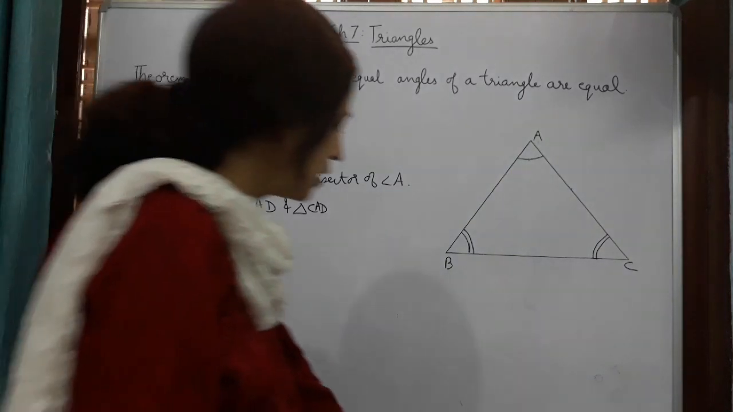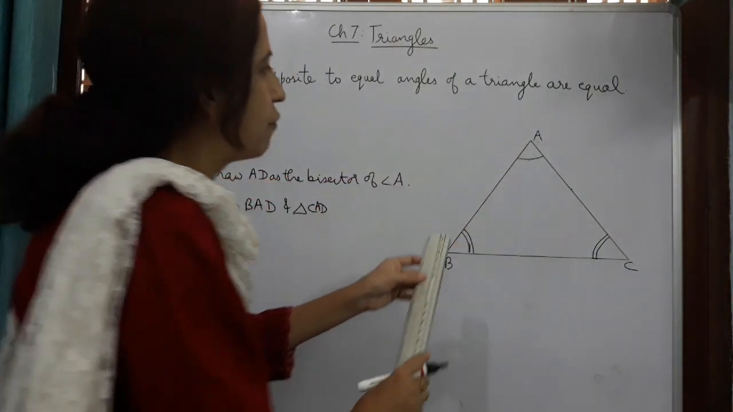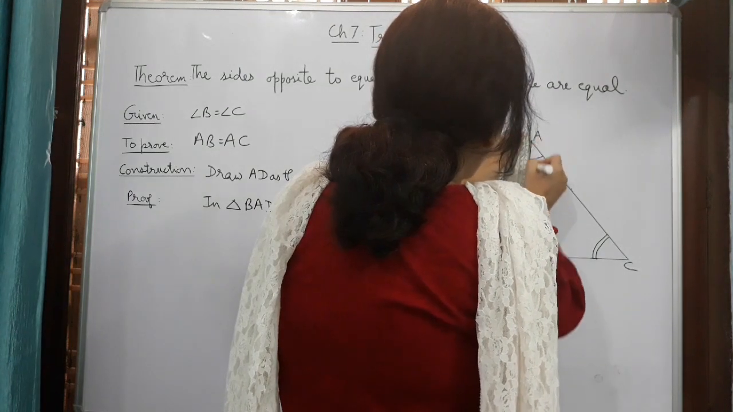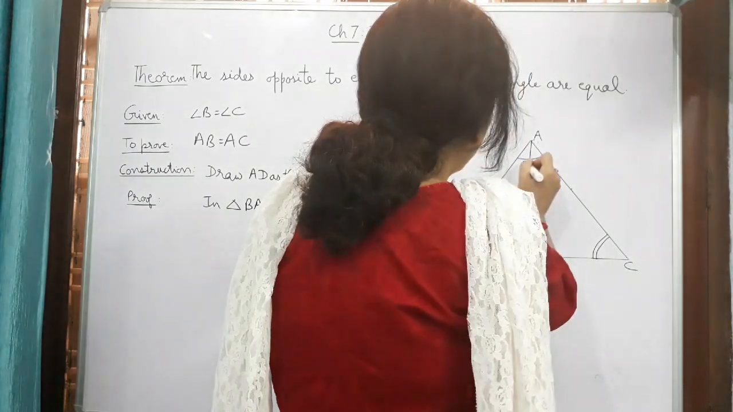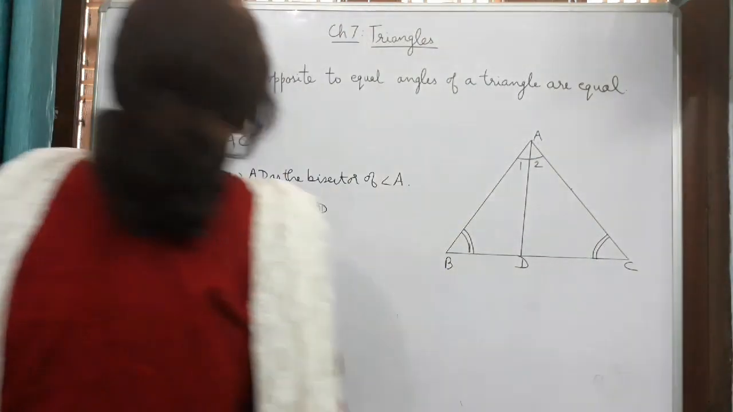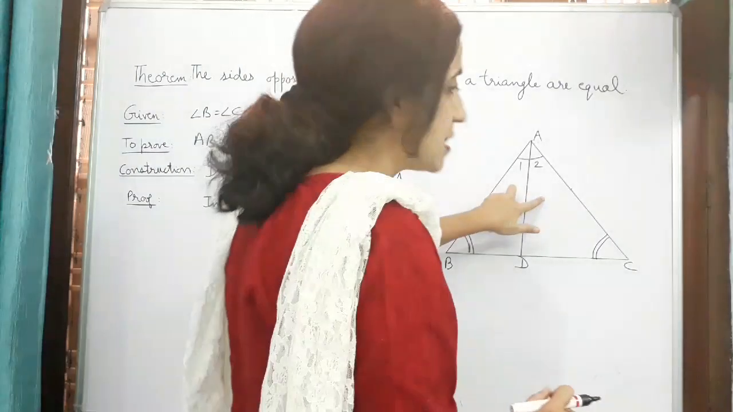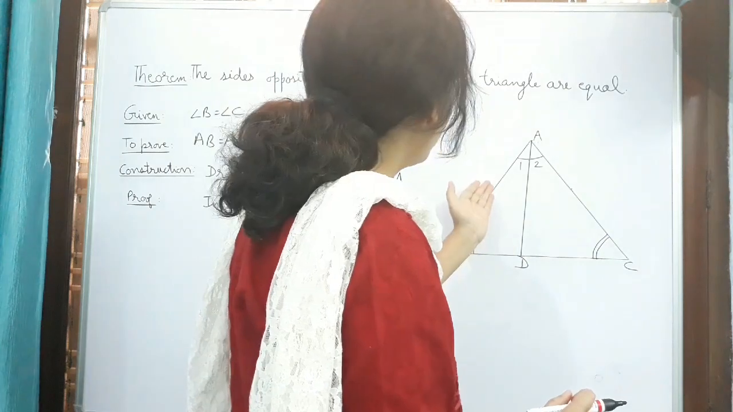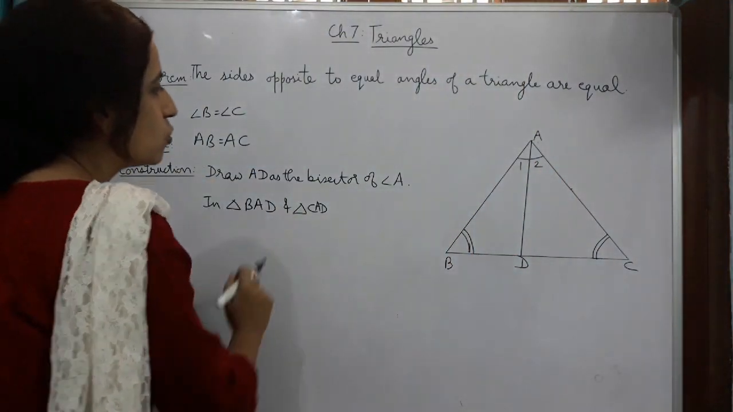Now the construction is the same over here. We construct the bisector of angle A. So over here we will draw AD as the bisector of angle A. That means that angle 1 is equal to angle 2. So the construction is the same. Now again we will take these two triangles and prove them to be congruent, and by CPCT we will obtain that AB is equal to AC. So we take these two triangles.